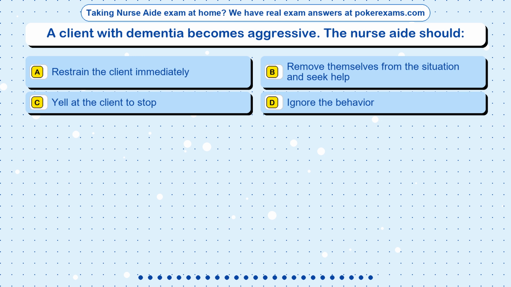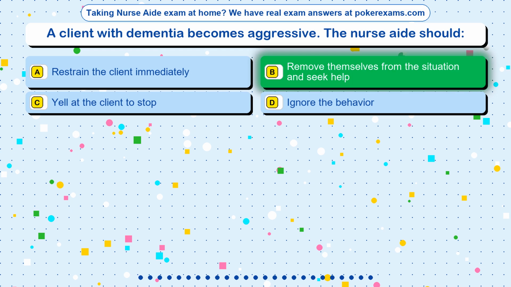Question 21. A client with dementia becomes aggressive. The nurse aide should: Option A, restrain the client immediately. Option B, remove themselves from the situation and seek help. Option C, yell at the client to stop. Option D, ignore the behavior.